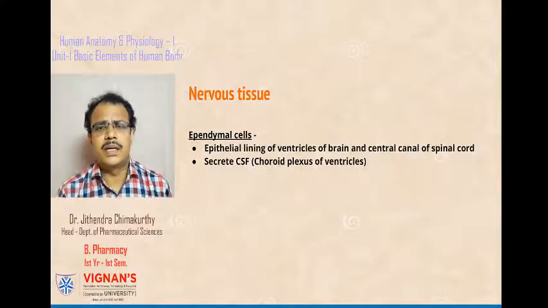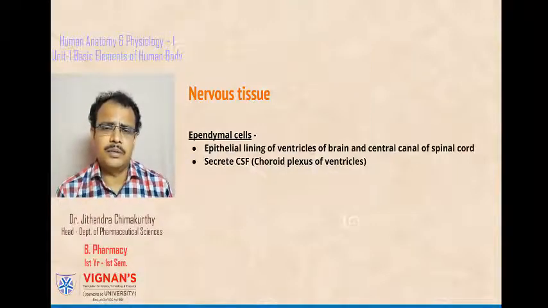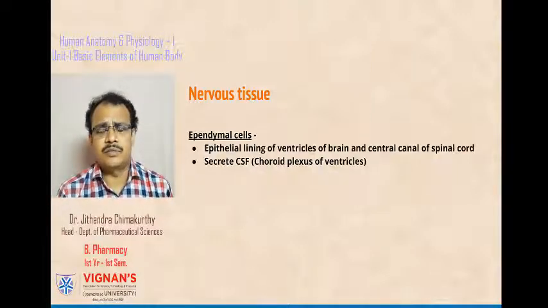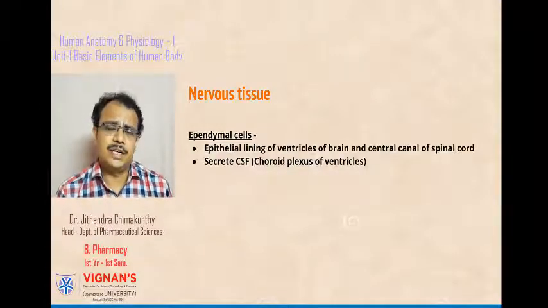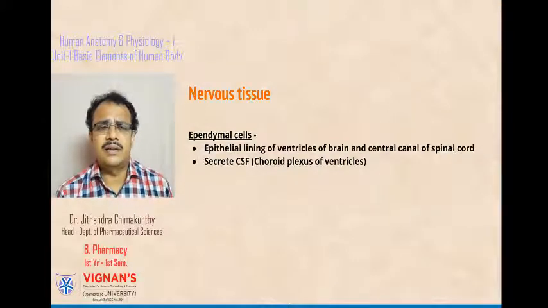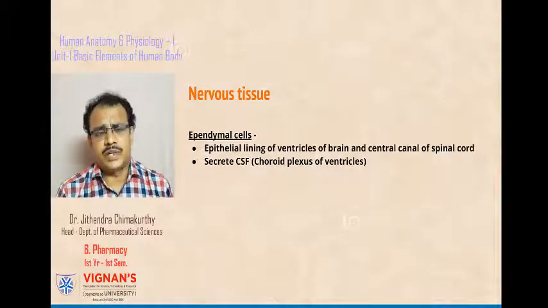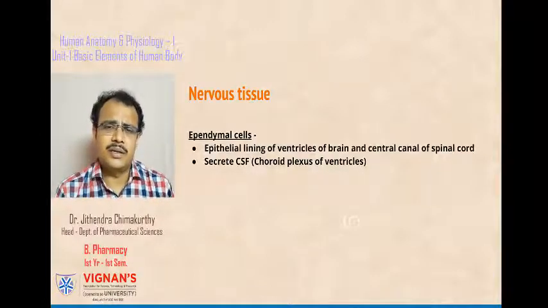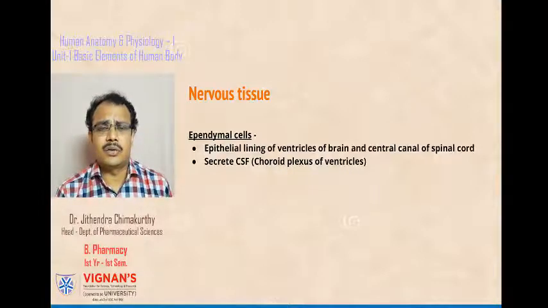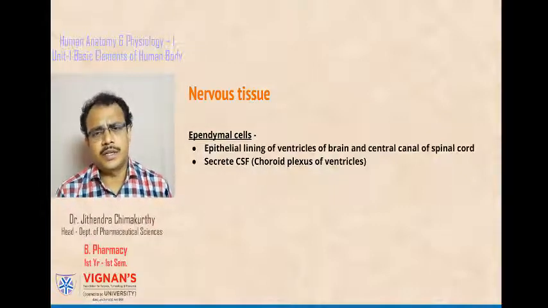Next, we'll see ependymal cells. Ependymal cells are the cells which line the ventricles of the brain. The brain has 4 different ventricles, and these ventricles are lined with these ependymal cells, and they also line the central canal of the spinal cord. These ependymal cells secrete cerebrospinal fluid, especially the choroid plexus, which is formed by these ependymal cells, and secretes cerebrospinal fluid into the ventricles.